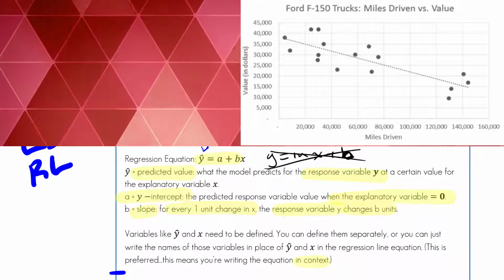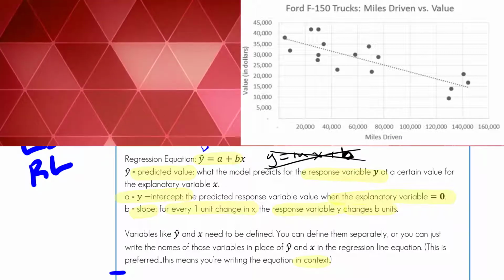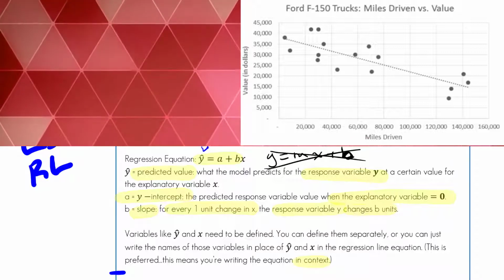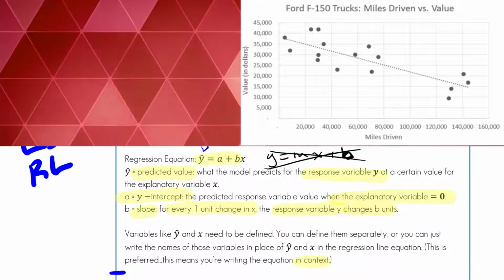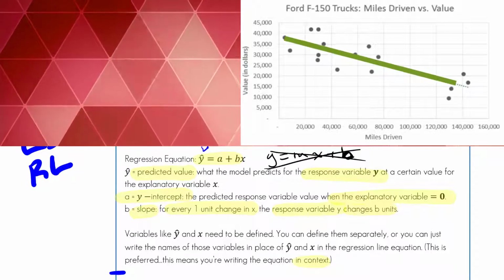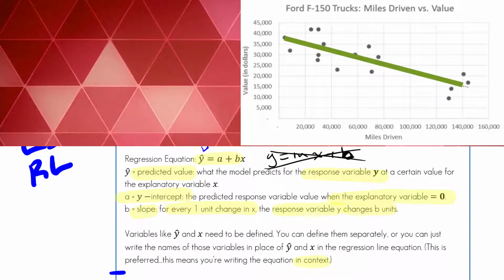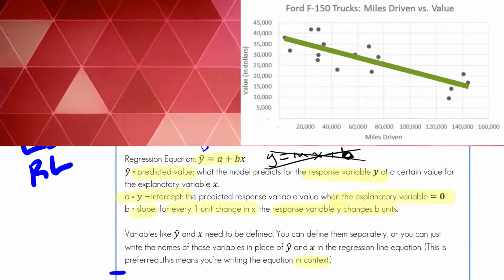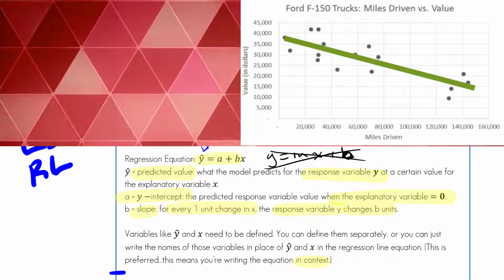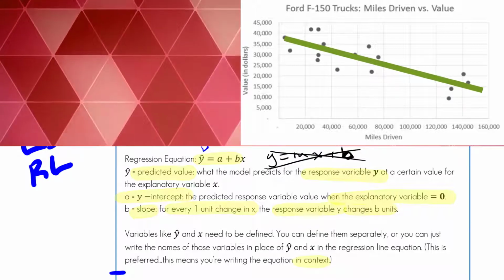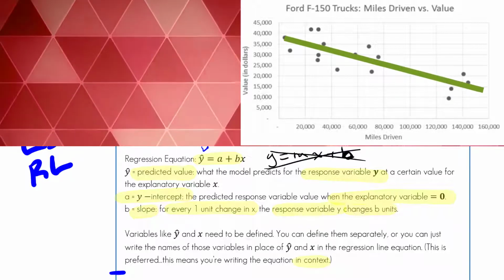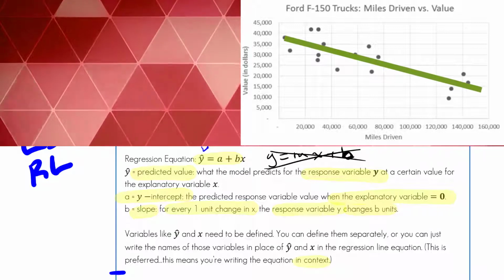So think about that for a second. We are using miles driven to explain the change in value or the change in price, and that should make sense. And we also see that this is a fairly strong negative linear relationship, which means we should be able to use one of these LSRLs, and we should be able to use correlation to describe this relationship. We see that it's negative, so that tells me that as more miles go on this truck, the less value a truck is going to have.